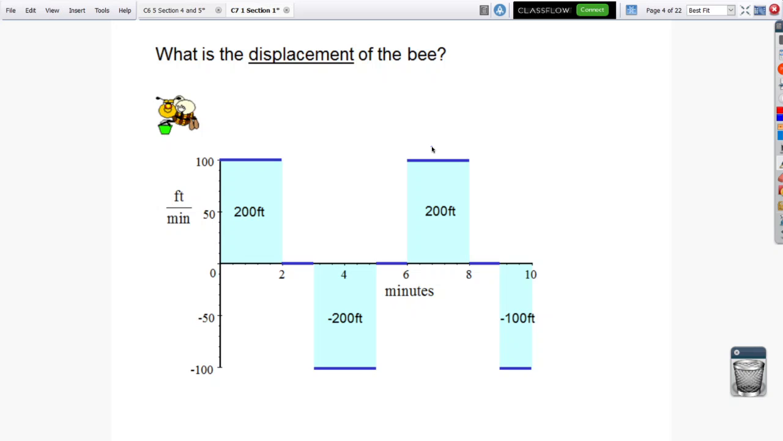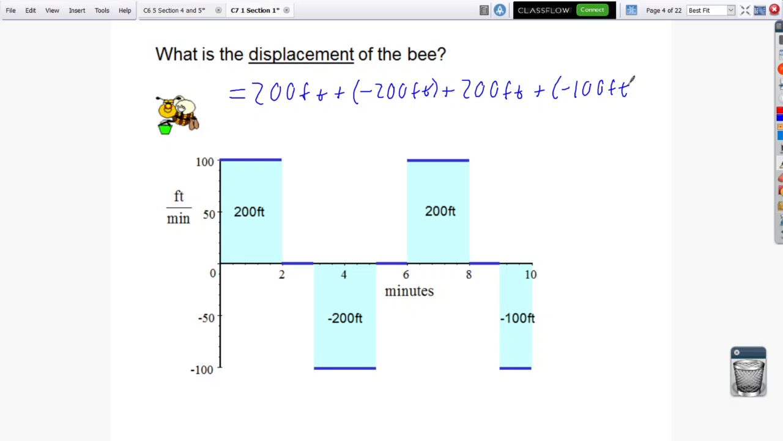So here we talk about the displacement of the bee. This is kind of like a position relative to his initial position. The displacement of the bee is going to be equal to the 200 feet that he went forward, but then we need to take into account that he did actually move 200 feet in the reverse direction. We can see that negative 200 feet by looking at the area here. It is below the x-axis. So 200 plus negative 200 plus the positive 200 plus, again, that negative 100 feet.